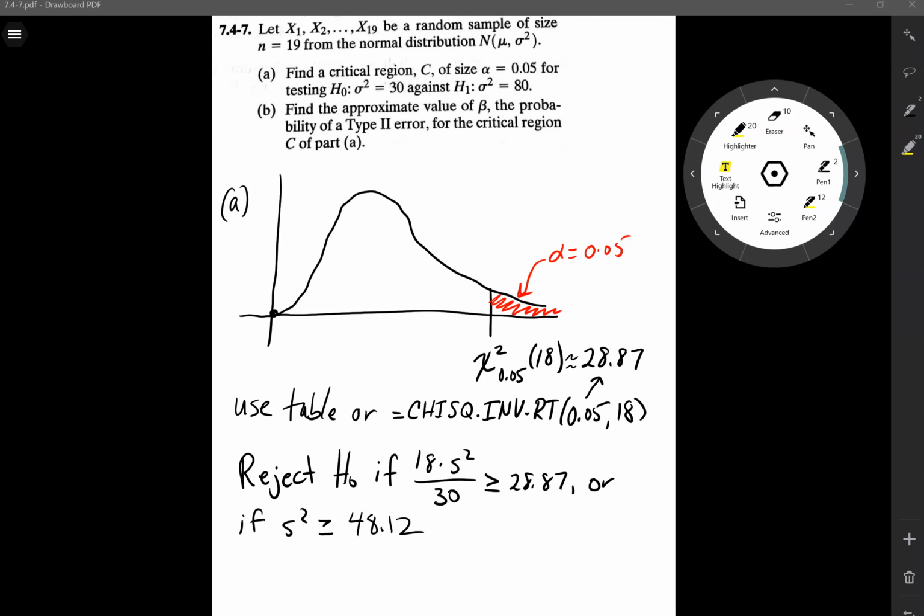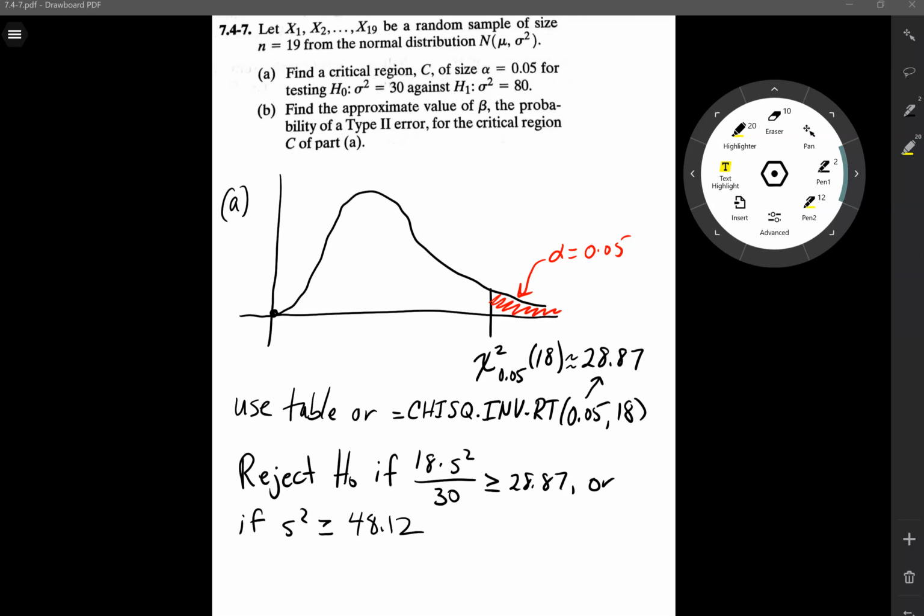Now, we do know that if there's only two possibilities of 30 and 80, 80 is certainly above 30, so we are looking for a critical region that's to the right of the right tail test here. Sorry, apologize for that. We're looking for a right tail test here because, again, the alternative is greater than the null hypothesis value here. So that's why we're looking at a right tail here. This alpha is equal to 0.05.